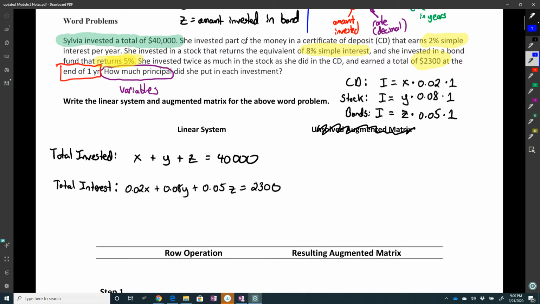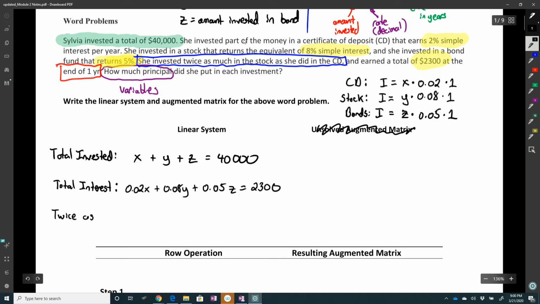All right. Now the last equation is the special restriction. She invested twice as much in the stock as she did in the CD. So that's going to be the last equation. Twice as much stock as a CD. And so for this last equation, we have to be very careful when you write it. When they say twice as much stock, that means that the stock is going to be the bigger quantity.